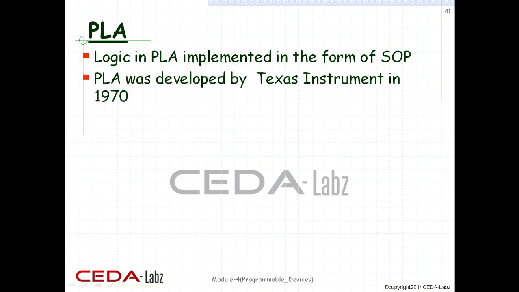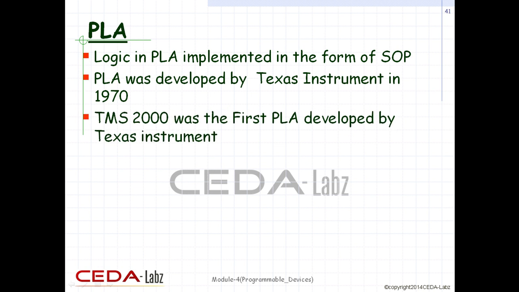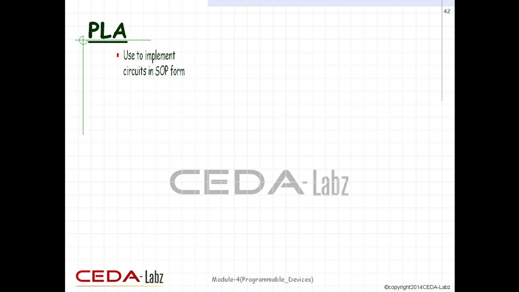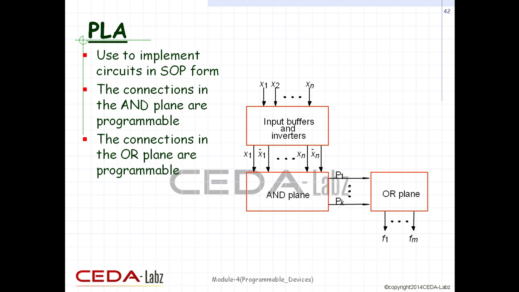In 1970, Texas Instruments developed the first PLA. The first PLA, developed by Texas Instruments, is TMS 2000. In a programmable logic array, the circuits are implemented in terms of sum of product form. In the diagram both the planes are shown, the AND planes as well as the OR planes. Both the AND and OR planes in programmable logic arrays are programmable.